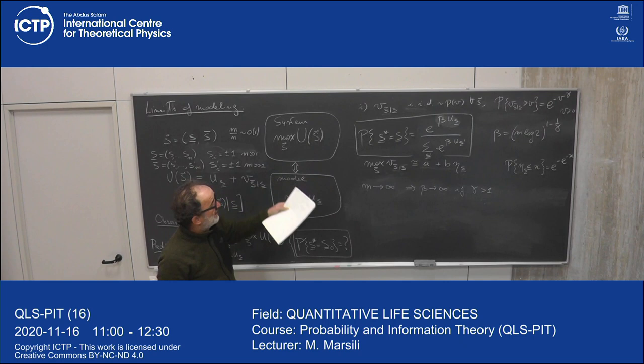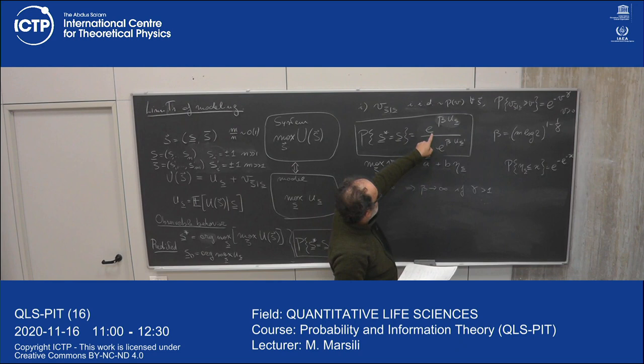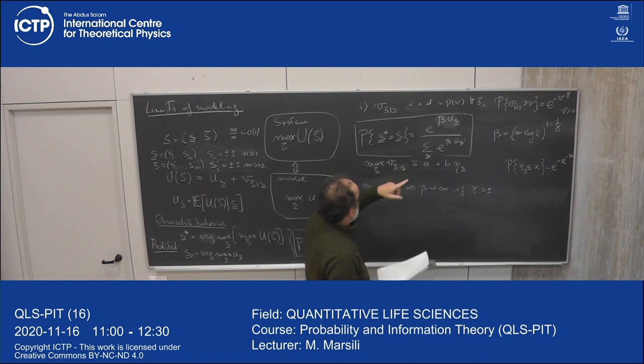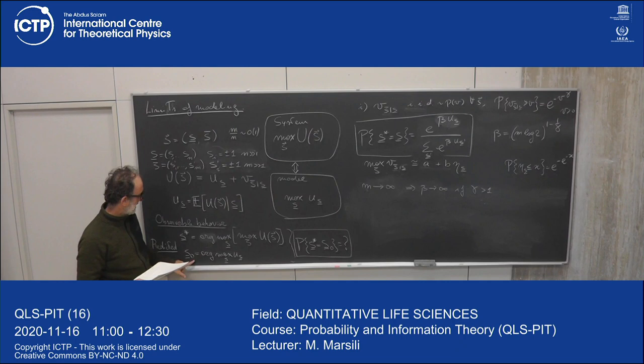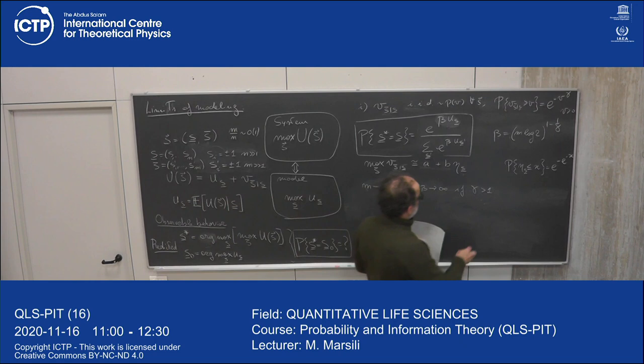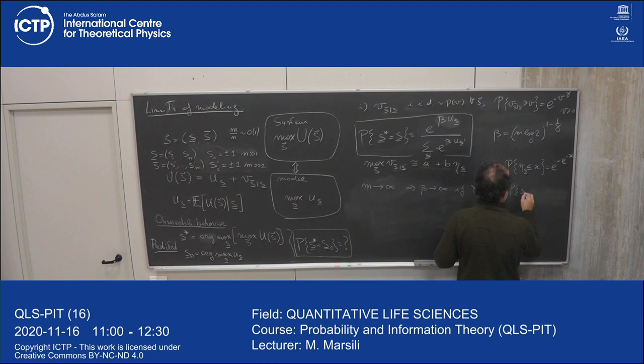And interestingly, you see that if beta goes to infinity, then this probability distribution becomes more and more peaked around the maximum value of u of s, which is essentially given by u of s 0. So in this limit, we expect that the probability that s star is equal to s 0 will converge to 1, as the number of things that you don't know goes to infinity.